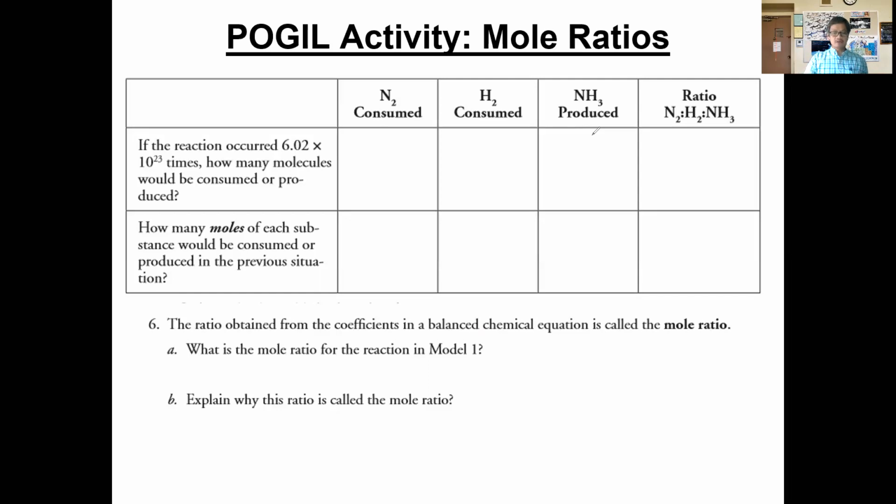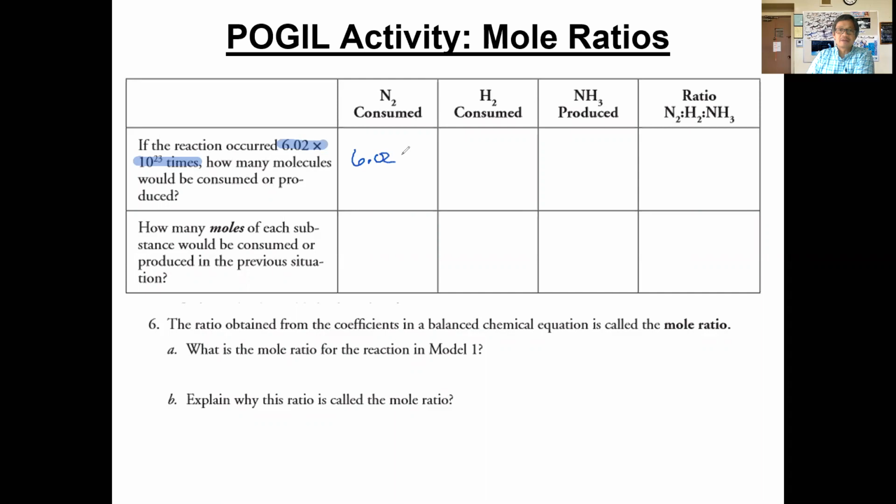Okay, so what we can do then is we scale it up. This time though, instead of running it one time, let's say that we're going to run this reaction 6.02 times 10 to the 23rd times. That's how many times we're going to run it. It's going to take you till the end of eternity for the most part to run it that many times.